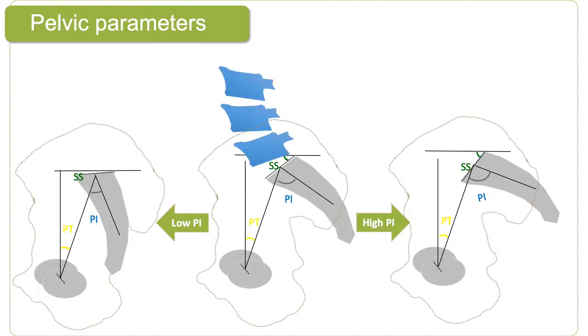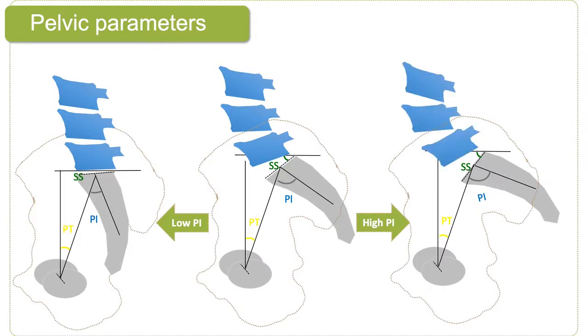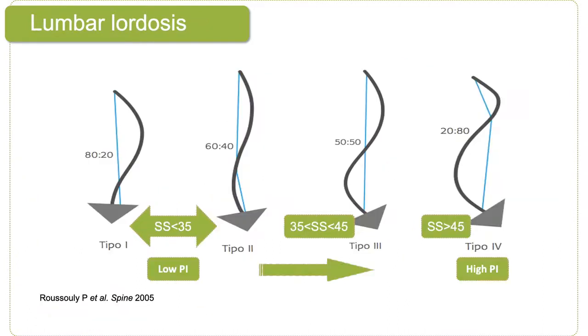The patient with an average PI tends to have an average lumbar lordosis. The patient with a low PI has a verticalized sacrum with a low sacral slope and tends to have a smaller lumbar lordosis, a flat back. And the patient with a high PI, and so a high sacral slope, naturally needs more lordosis to keep the same upright position. So, the relationship between pelvic and spinal parameters is essential.